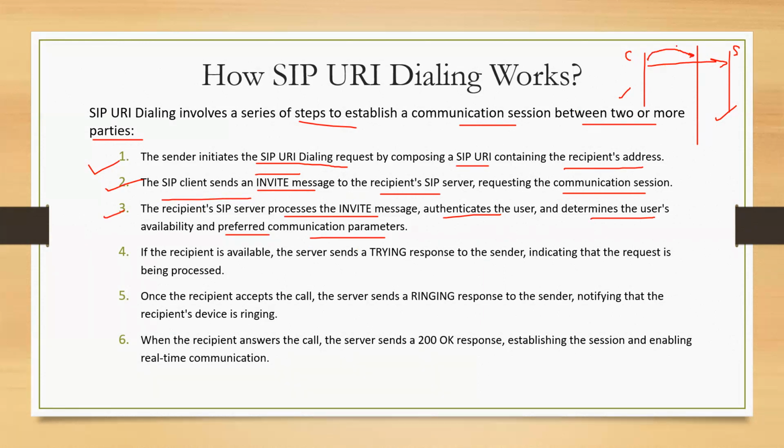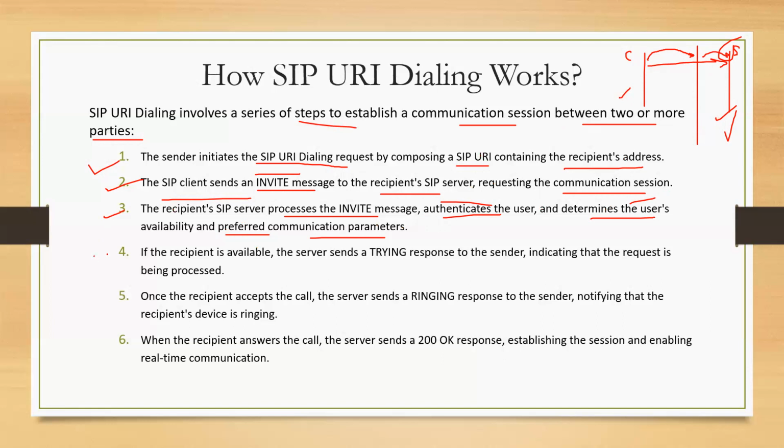Then this SIP server will process the invite message. It will authenticate. It will determine the user's availability and preferred communication parameters. So once it authenticates, determines the user's availability and checks the parameters, then it will send the invite message to the particular server, that is the user agent server, not the SIP server, right?